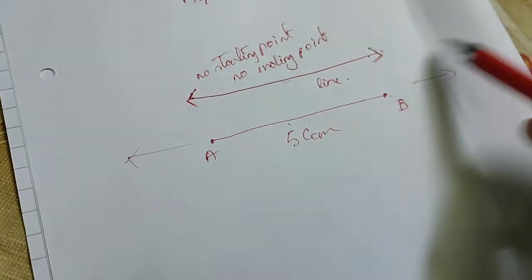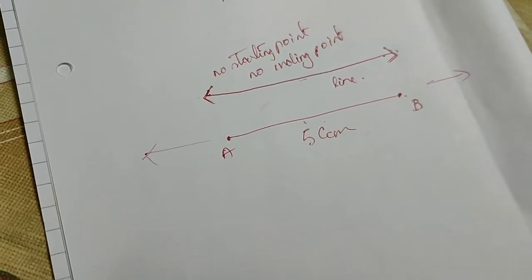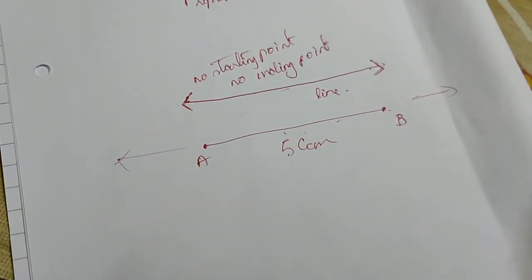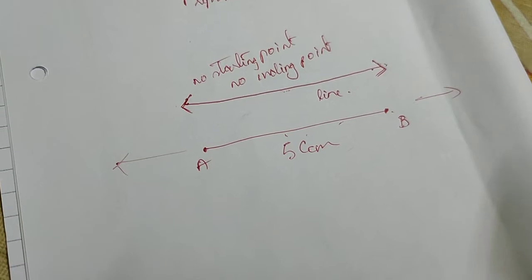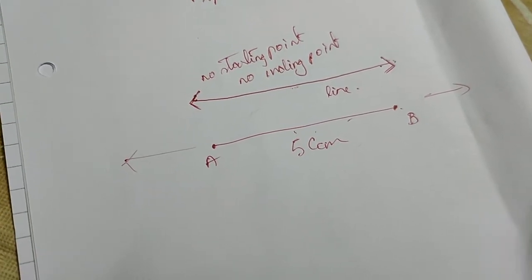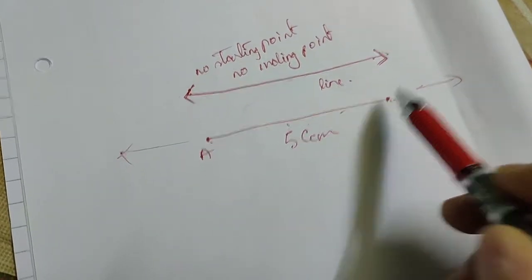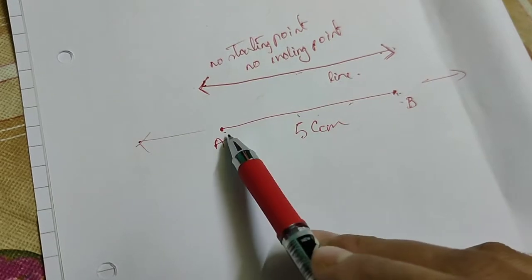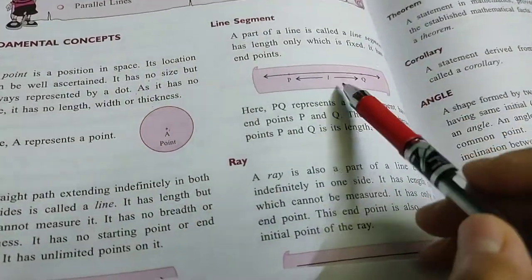A line has no ending. It has no end. The length is not fixed. So a line segment will come within the line only. Whenever a line with a fixed distance is given, that is your line segment. You have the end. Starting point is A, end point is B. You can measure this length, that is 5 centimeter, because it has the starting point and end point. So you write down all the definitions and the diagram.